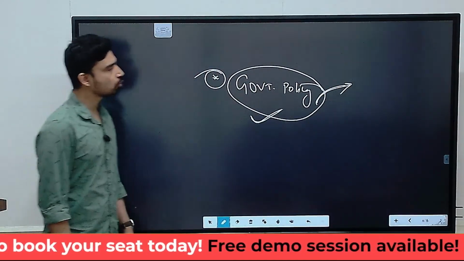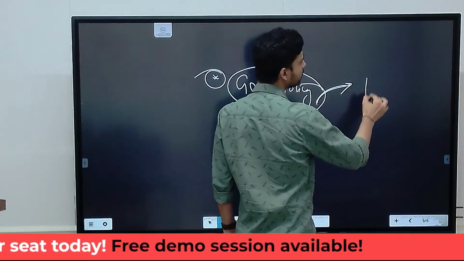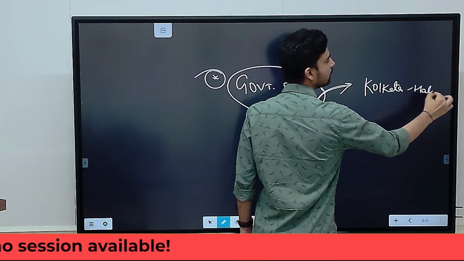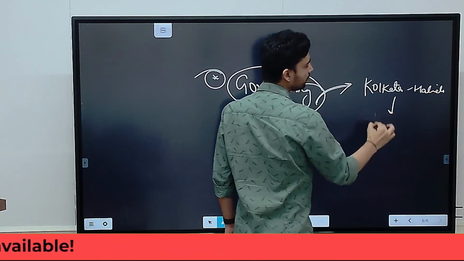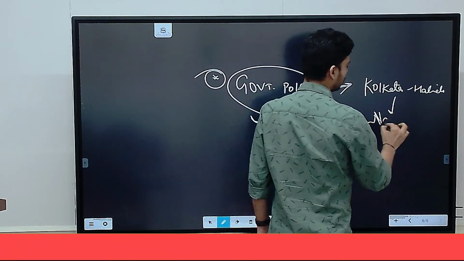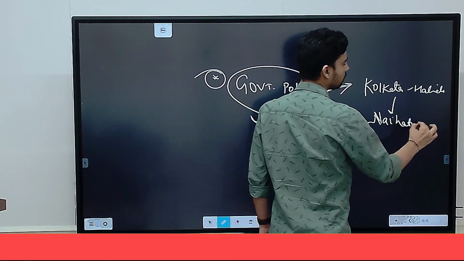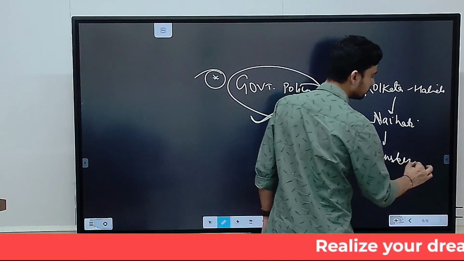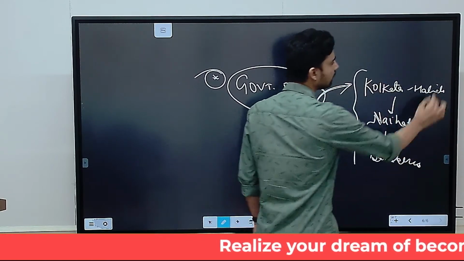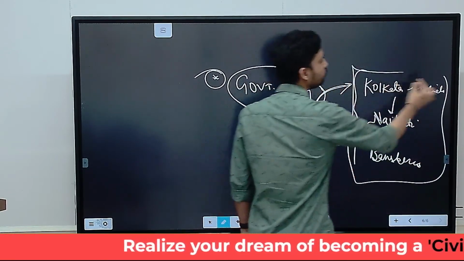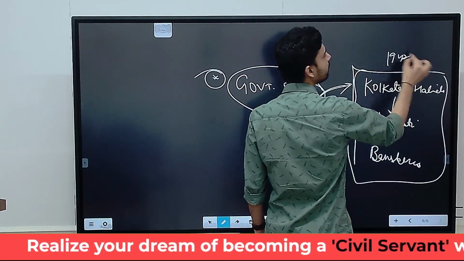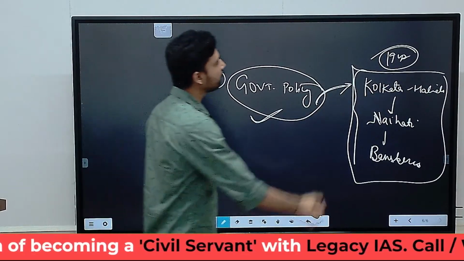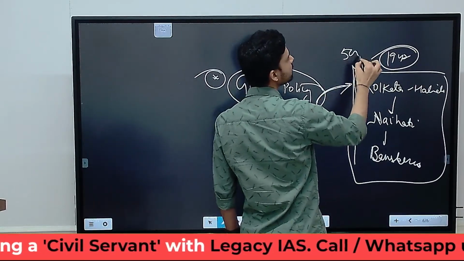For example, in the case of West Bengal, the Kolkata Haldia region extended all the way to Naihati in the north, and all the way to Bansberia in the south. So Kolkata, Haldia, Naihati, Bansberia. If you look at just after independence in India, 1947, 1948, we had more than 500 industries in this region.